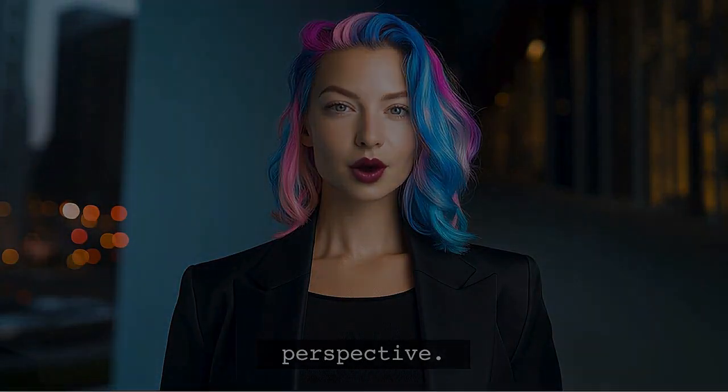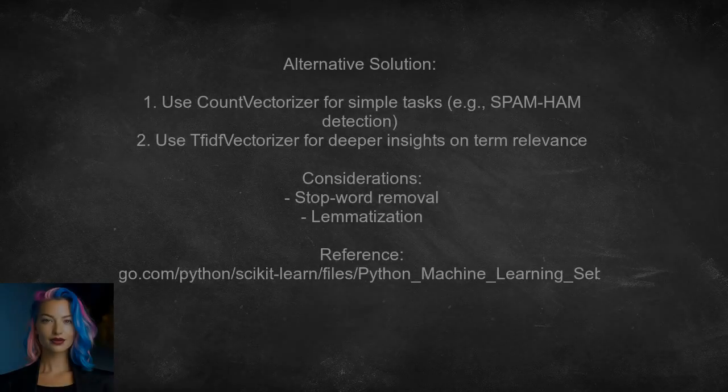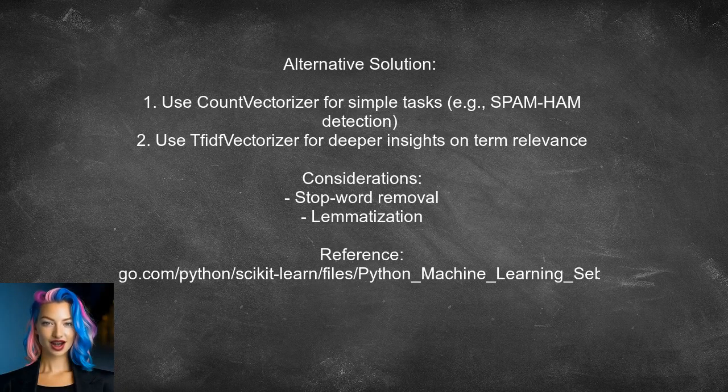Let's see another perspective. An alternative approach suggested by a user involves using CountVectorizer or TF-IDF Vectorizer for text encoding in NLP applications. CountVectorizer is suitable for simple tasks like spam detection, while TF-IDF Vectorizer provides insights into the relevance of terms based on their frequency across documents.